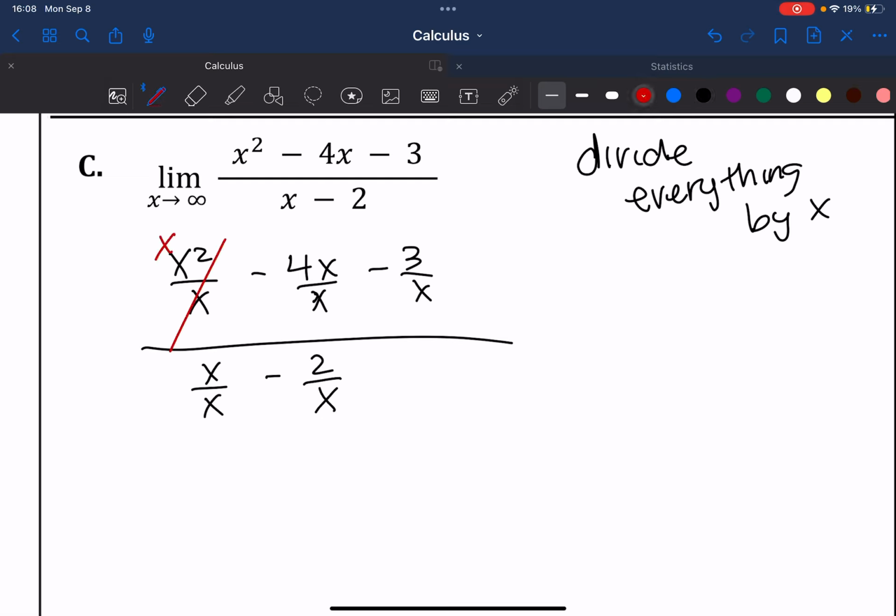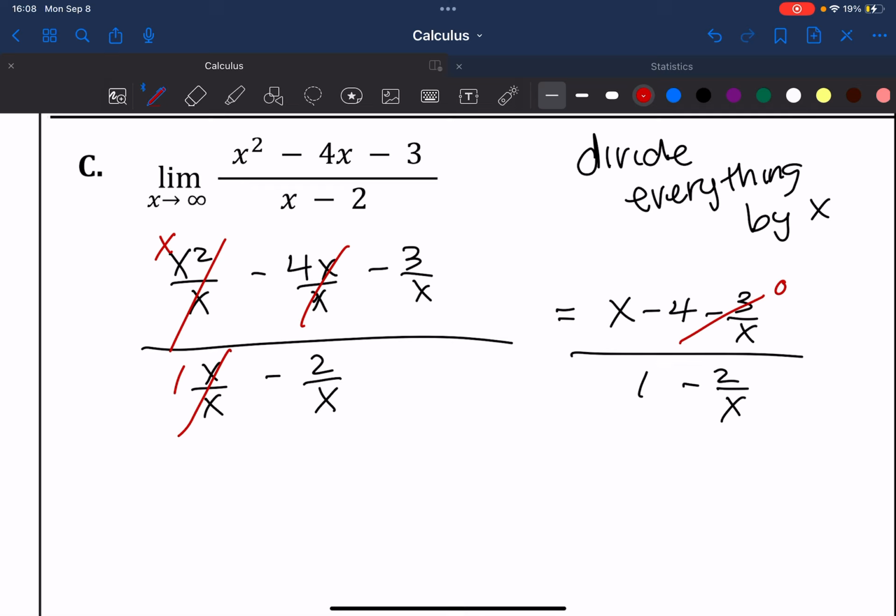Simplifying, I'm left with an x on top. This goes to 1. So this is equal to x minus 4 minus 3 over x over 1 minus 2 over x. So everything with the denominator of x on the bottom is going to go to 0. Okay. So what I'm left with is x minus 4 over 1, or x minus 4.